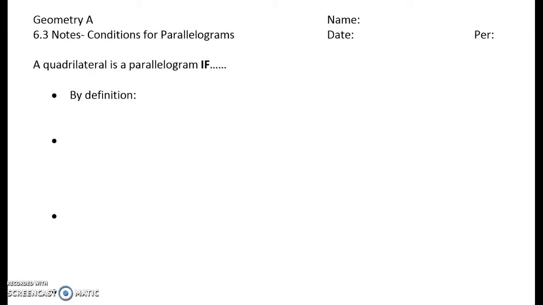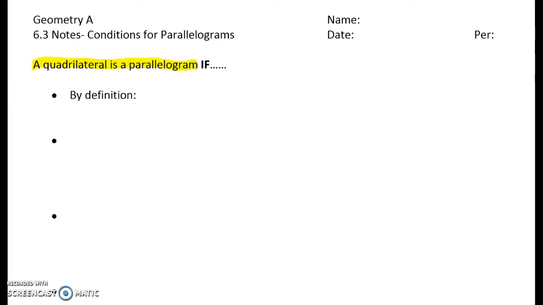Now that we are very comfortable with parallelograms and we know the different properties and attributes of a parallelogram, those 5 things we talked about before, now we can basically flip them all around and look at the converses, and that's going to give us a way to prove a quadrilateral is a parallelogram. So notice the sentence starter this time. We're not saying if we have a parallelogram, then we know these things, but we're saying a quadrilateral is a parallelogram if certain things are true.